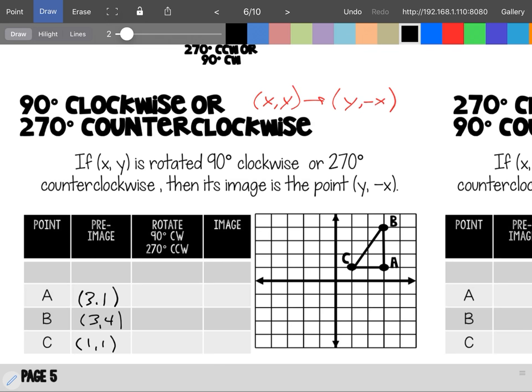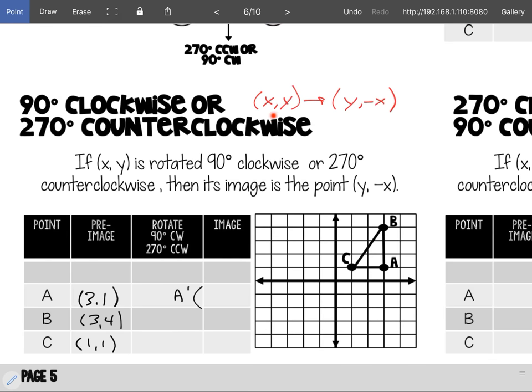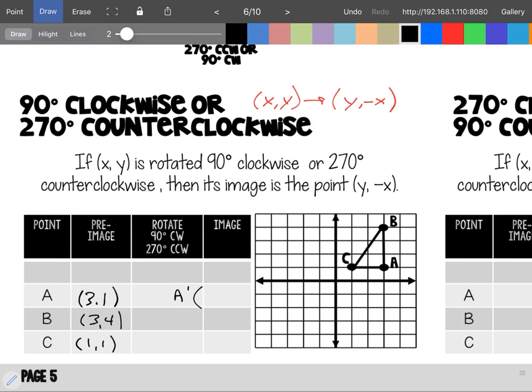All right. And now we're going to do the rotation. So again, I don't think I need to show that in-between part. I'm just going to go right to it. So A prime. What we need to do according to this rule right here is switch the x and y, but take the negative of the x value. So the y comes first, that would be 1. And then we'll take the negative of the x value, so that would be negative 3.